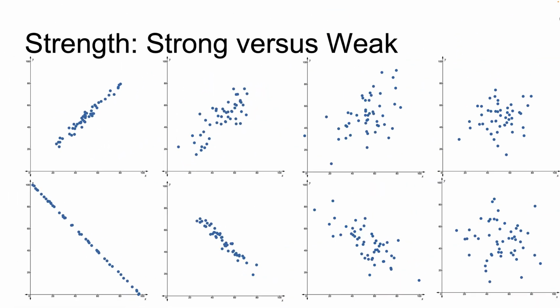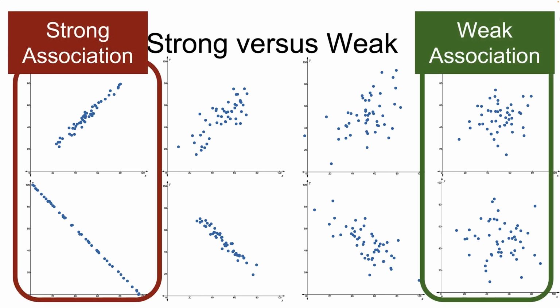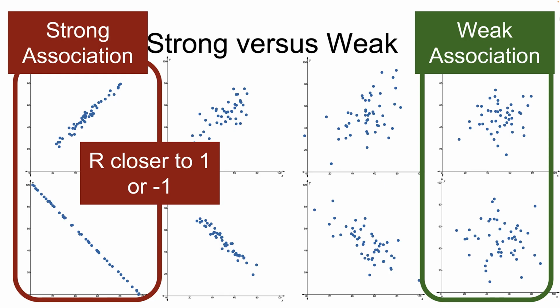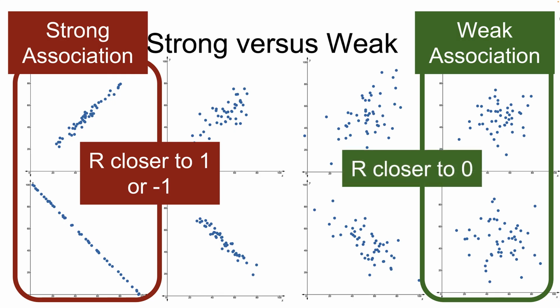Now let's look at how R relates to the strength of these graphs. We said that the 2 graphs on the very left had a very strong association, whereas the 2 graphs on the right-hand side had weak association. For the graphs on the left, with strong association, R would be closer to 1 or -1. And the only difference between positive and negative would be related to their direction, as I just mentioned in the previous screen. For the graphs with weaker association, the value of R would be closer to 0.